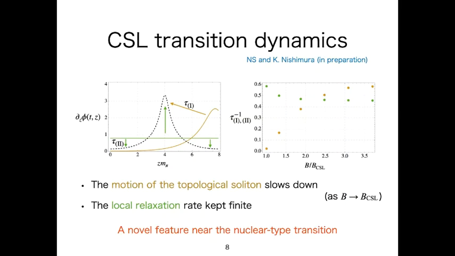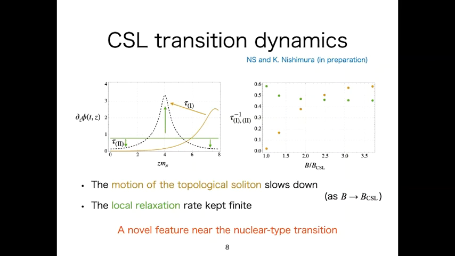Then we calculate the time evolution of this configuration, and we calculate the characteristic time to reach this ground state for each configuration. What is interesting here is plotted in this right figure. We choose the magnetic field because we are interested in the transition dynamics, the dynamics near the phase transition.